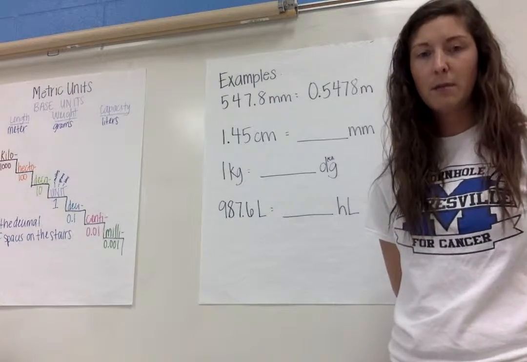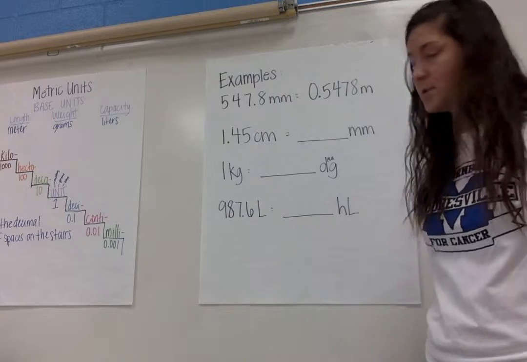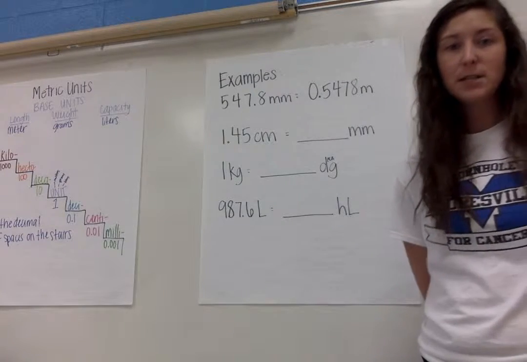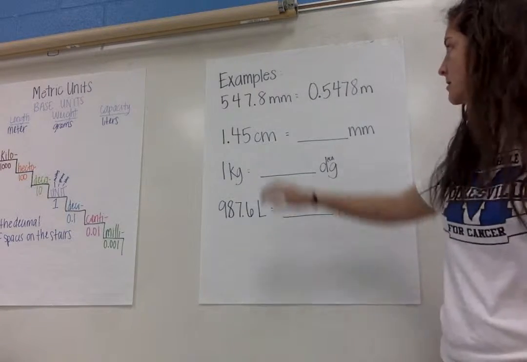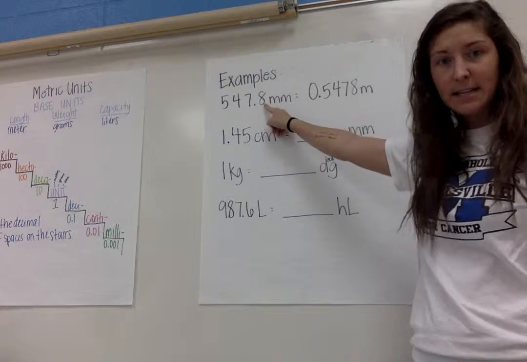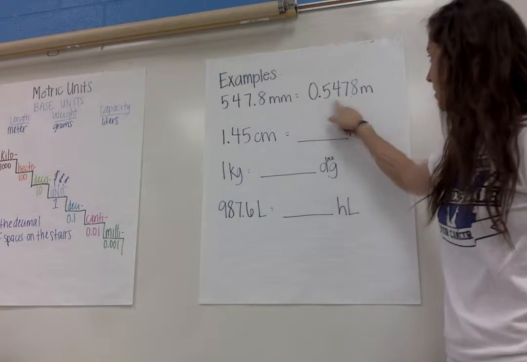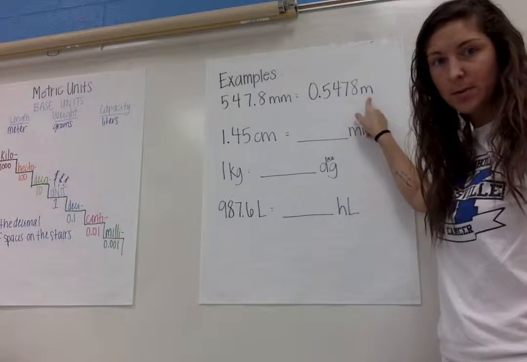So now we're looking at the bottom half of our interactive notebook sheet, and we're looking at the examples that are on there. So my first example is already done for us. 547 and 8/10 millimeters, that's the mm, equals how many meters?